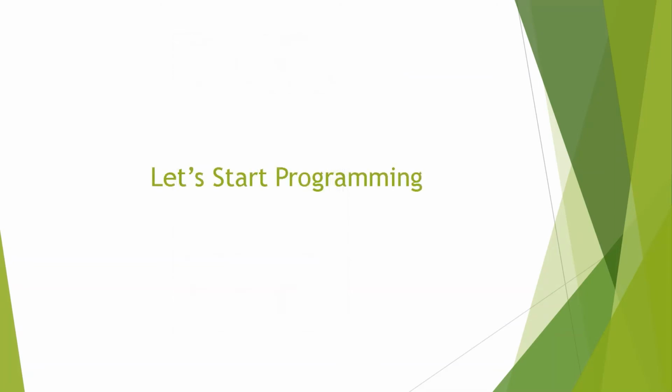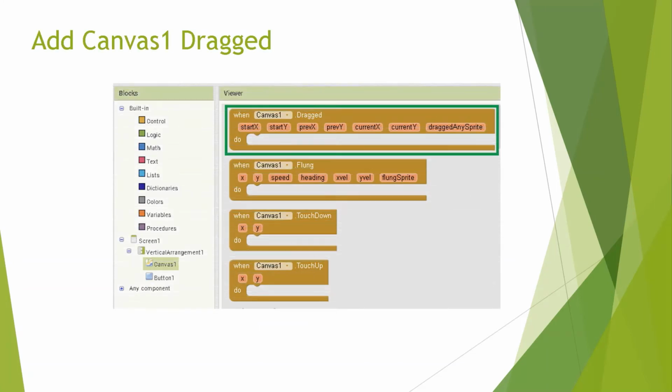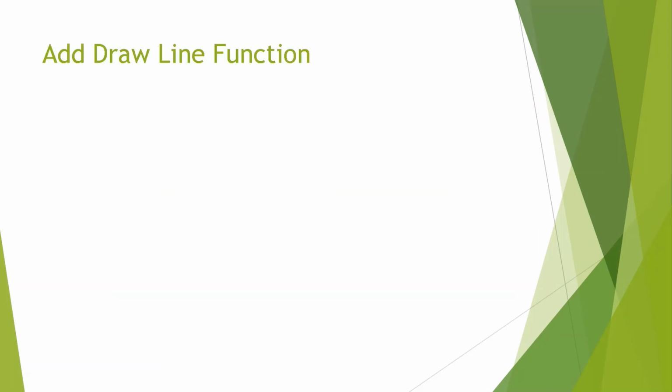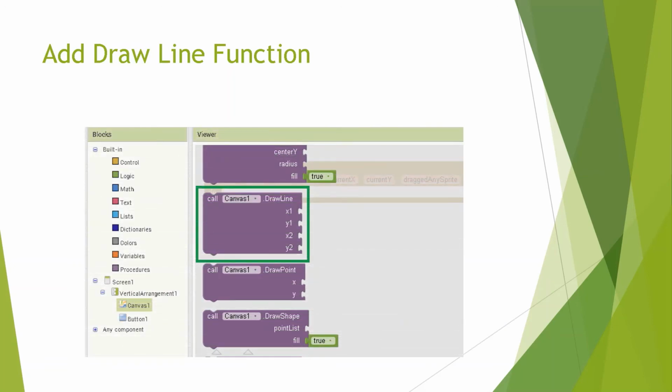Now, we are ready to make our blocks. Let's start programming. From left side Blocks, select Canvas 1. And then select Canvas 1.Dragged event. Then drag it to Blocks white area. Now, we will select Canvas 1 again from Blocks left side. Then select Canvas 1.DrawLine function. Drag it under Canvas 1.Dragged event.